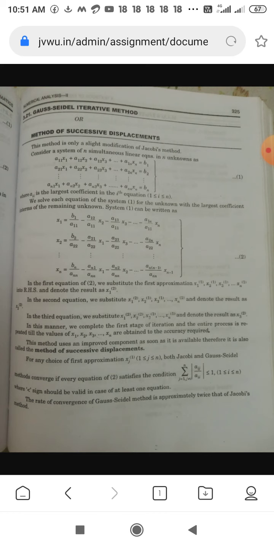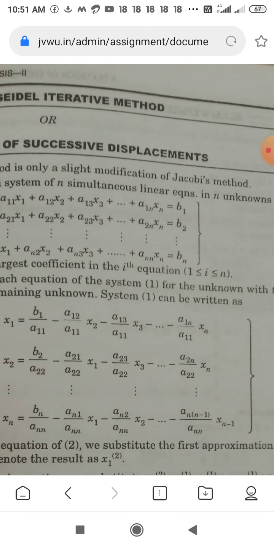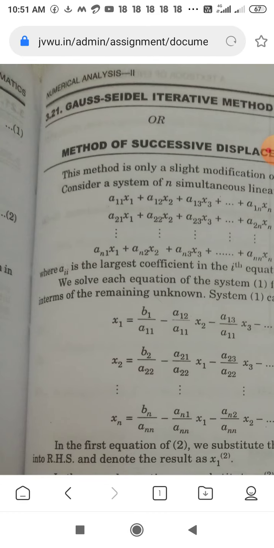The course is numerical computation, and the session today is the method of successive approximation, that is, the Gauss-Seidel iterative method. This method is only a slight modification of the Jacobi method.